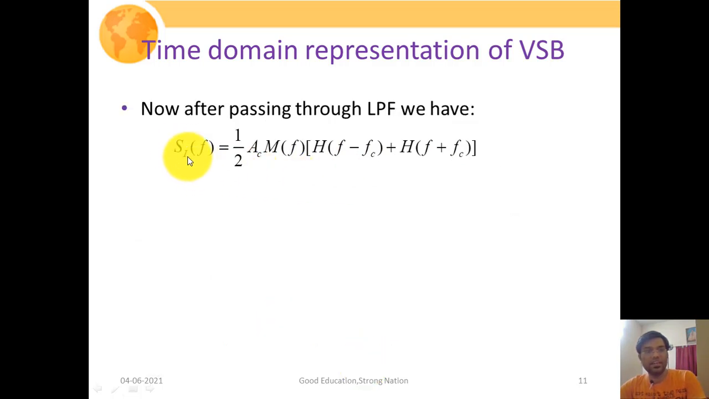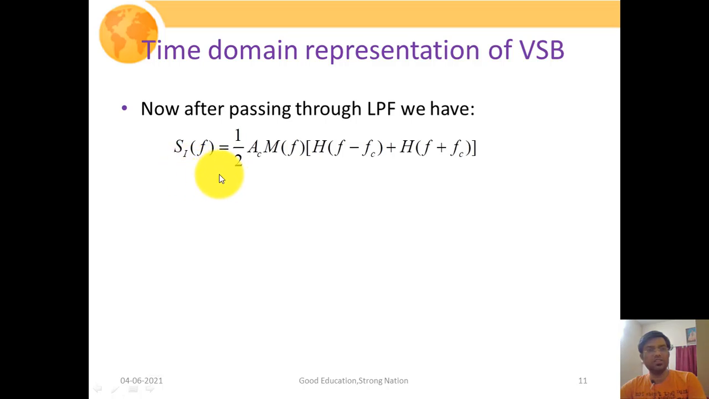So we are getting S_I(f) equal to half of A_C times M(f) times [H(f − f_c) + H(f + f_c)]. A similar thing we have to perform in order to get the value of S_Q(f), the Fourier transform of s_Q(t). So at the receiving side, we basically have to get our message signal back.